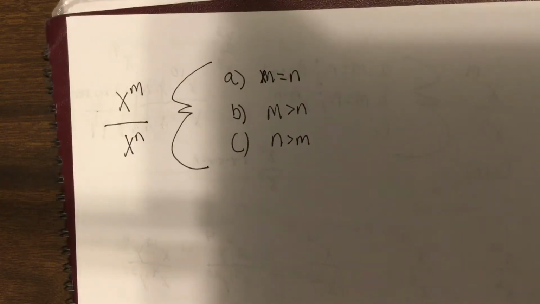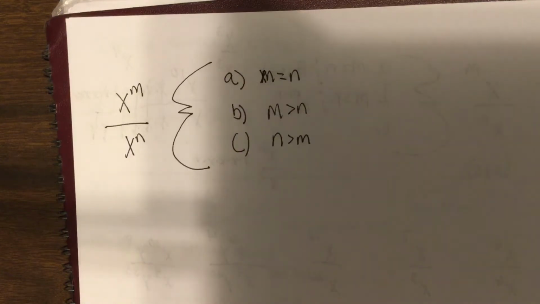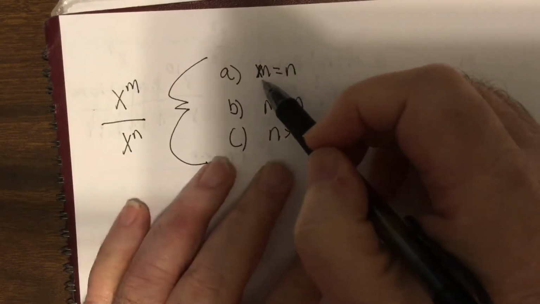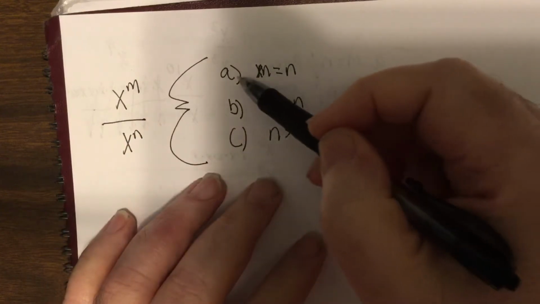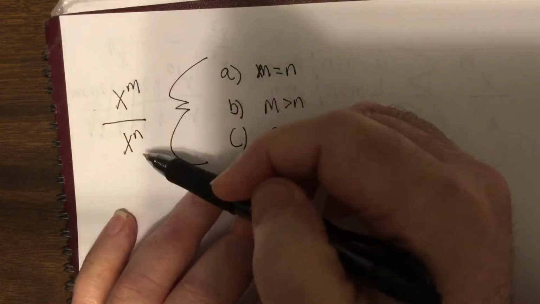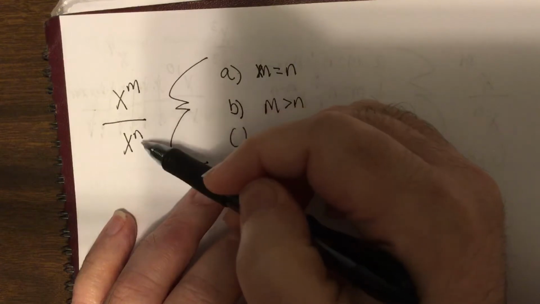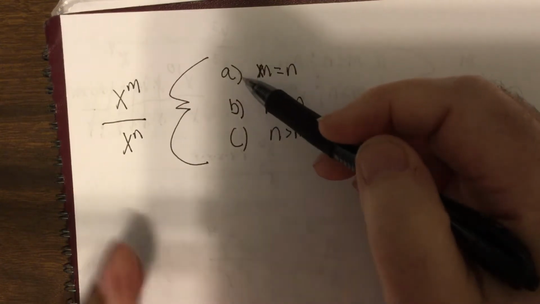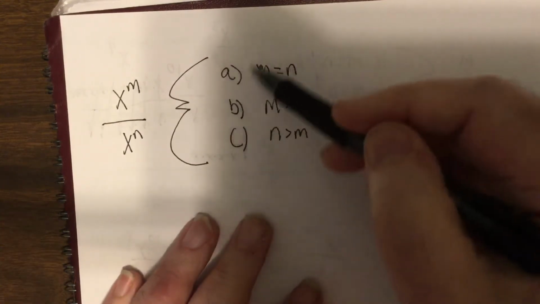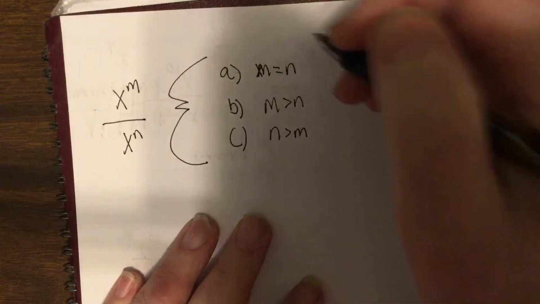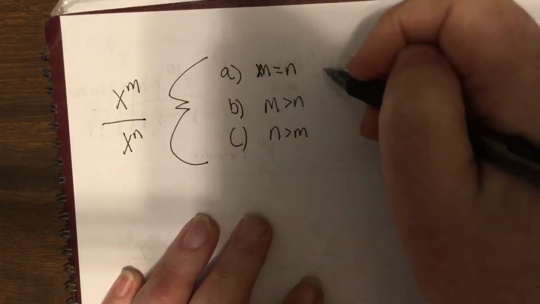Today we're doing division in the laws of exponents. So, what if the powers are the same? Now, there's actually three parts to this one problem, dividing two things with the same base. Some books will write it as three separate laws, some write it as one law with three parts, it doesn't matter. But what if the powers are the same?